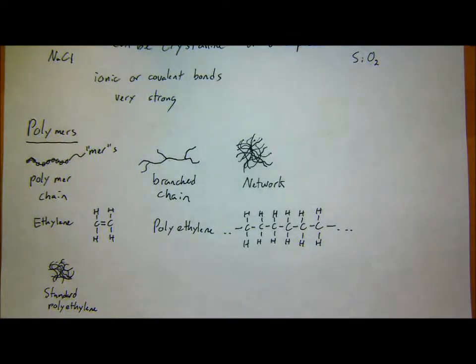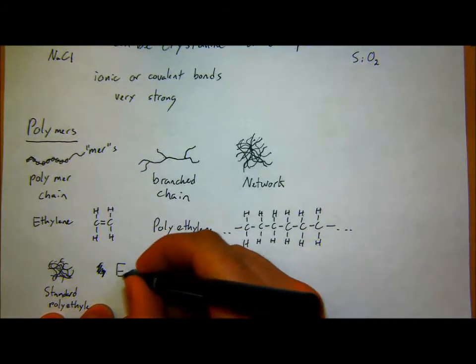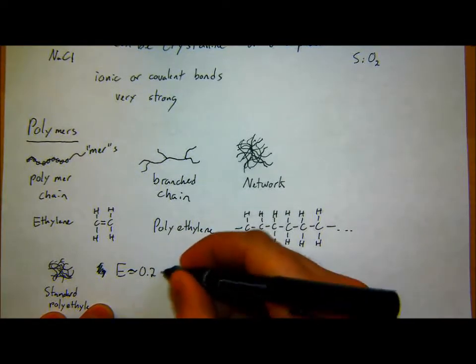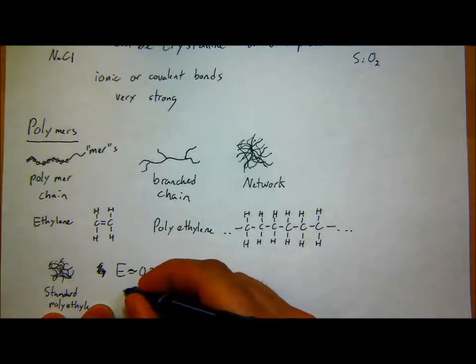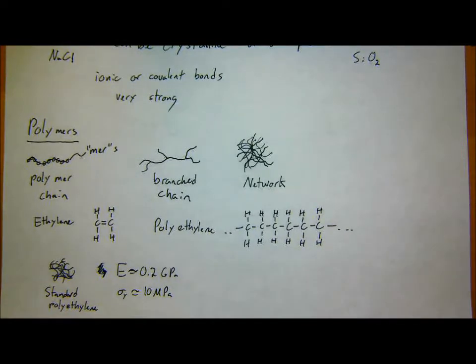So if it's a sort of standard polyethylene, you can expect properties, a Young's modulus on the order of maybe 0.2 GPa, and a yield strength on the order of maybe 10 MPa, so 10 megapascals, 0.2 GPa. So this is kind of a standard polymer. It's not super strong, it's not super stiff, it just kind of is, and that's when you have this sort of amorphous network. One of the more popular forms of polyethylene is something known as ultra-high molecular weight polyethylene.